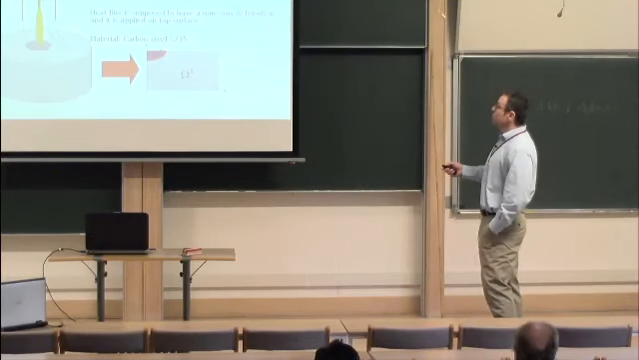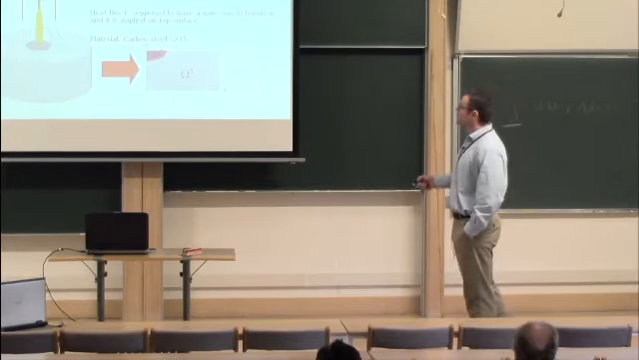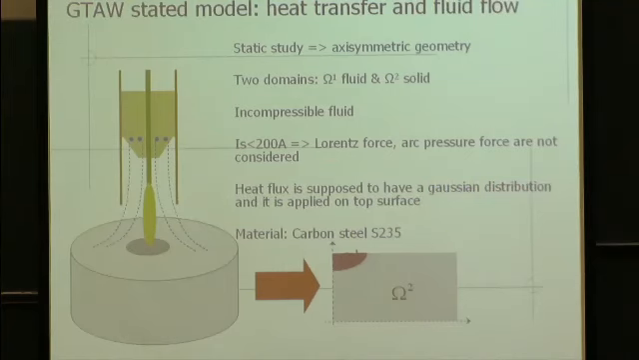So we are working under a welding intensity of 200 amperes, so we can neglect the Lorentz force and the arc pressure for the moment. And the heat flux coming from the electrical arcs is supposed to have a Gaussian distribution. And the material is just carbon steel S235, classic steel used in steel bridge manufacturing.